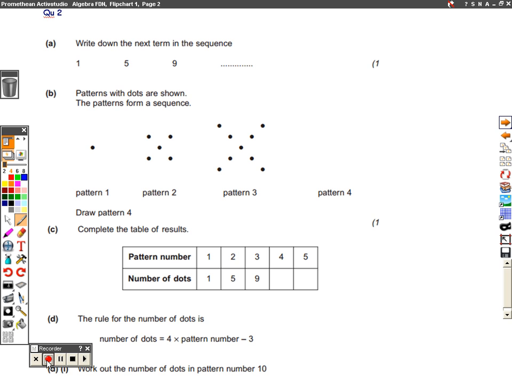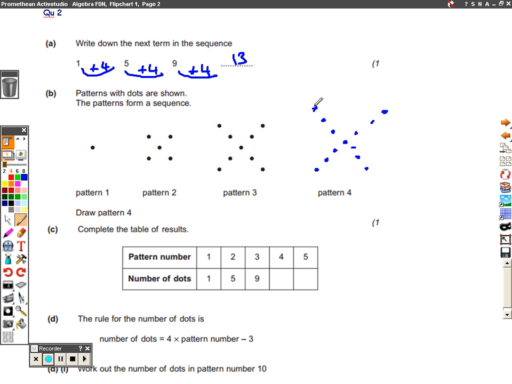Okay, question 2, write down the next term in the sequence. So, find your difference each time. So plus 4, plus 4. So for the next one, it's going to be plus 4 as well, 13. Okay, draw pattern 4. If you look at it, you're starting with a single dot, then 1 dot out each time. The next one's 2 dots out, so start with your single dot, 3 dots out. There's pattern 4.